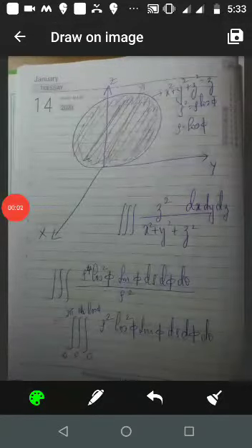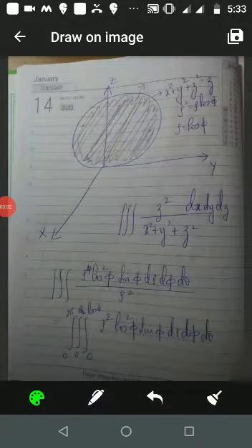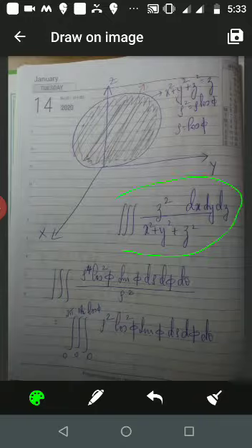Okay, so students, I think we were asked to evaluate the triple integration of z squared divided by x squared plus y squared plus z squared, dx dy dz, over the volume of the sphere x squared plus y squared plus z squared equal to z. So that was the problem that was given, if I'm not mistaken. That was problem number 3 in your quiz.